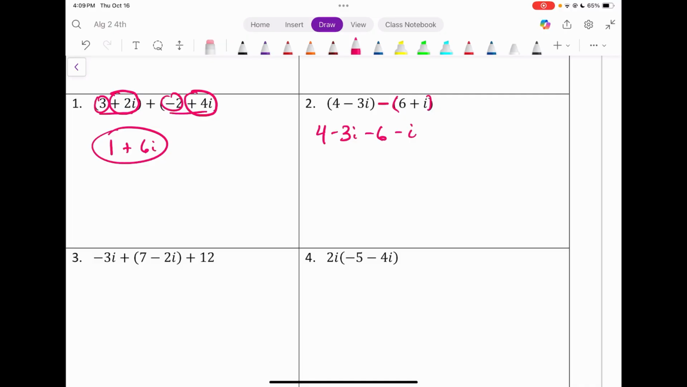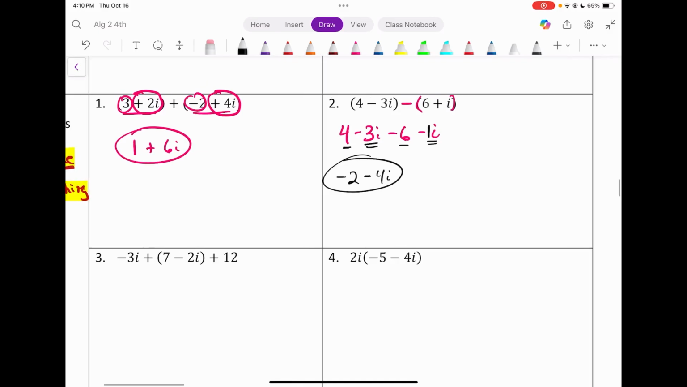And then again, we're just looking for things that are alike. 4 and negative 6 are alike. We're putting them together. Negative 3i, and if there's no number in front, it's understood to be 1. So negative 3i, negative 1i would be a negative 4i. And that's the right answer.